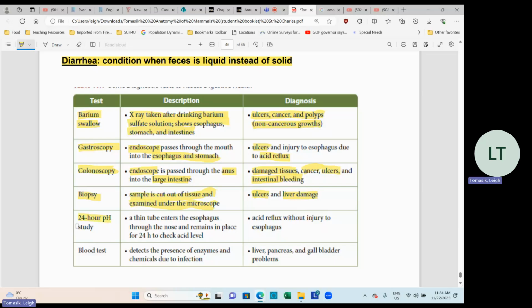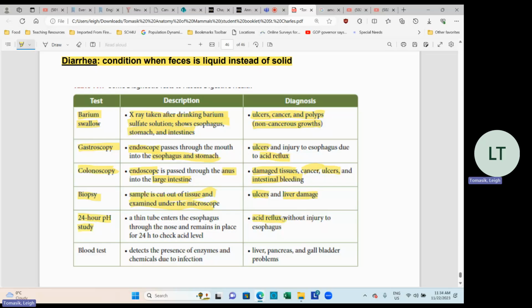There's a 24-hour pH study. This is usually if they suspect you have acid reflux. So acid reflux, you know that their stomach acid, and at the top and the bottom of your stomach are sphincters, which are muscles that keep everything where it's supposed to be. So you have a sphincter at the top of your stomach that keeps acid from going up into your throat, and you have a sphincter at the bottom of your stomach that allows you to slowly bring in that partially digested food into your small intestine.